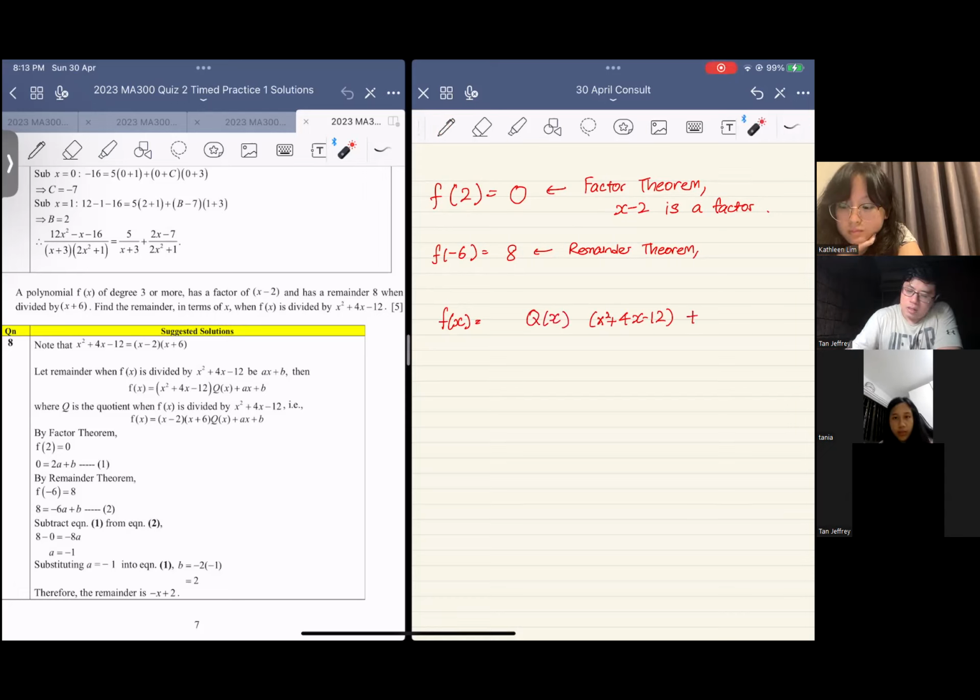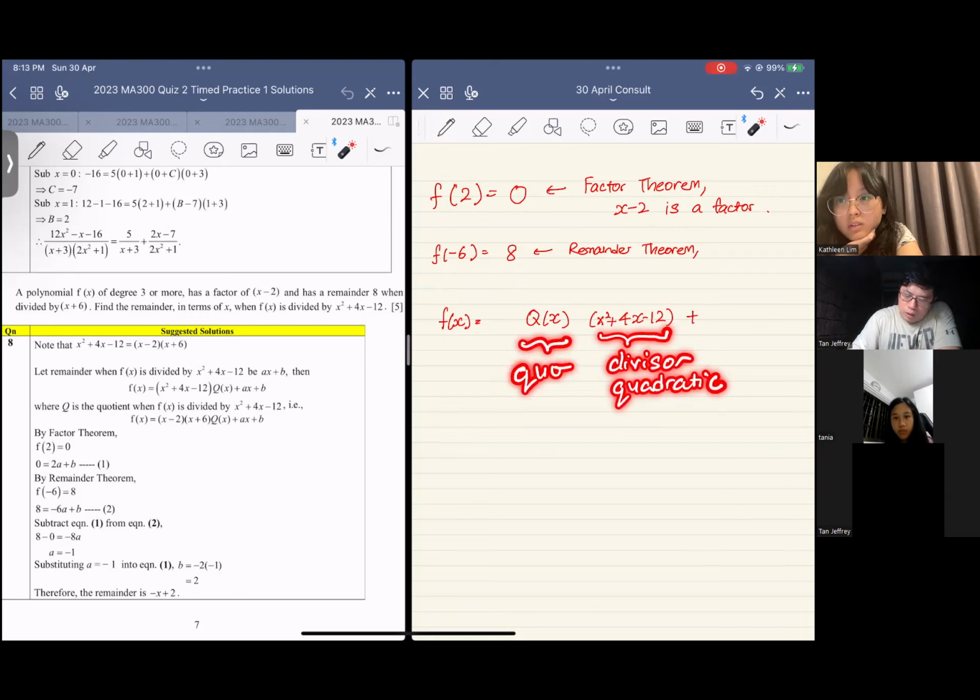Now, this is the divisor, and you can see that the divisor is a quadratic. What will you expect the remainder to look like? This is the quotient, but I don't know what it is. This is the dividend. So I'm just literally writing out the division algorithm. The remainder, what will it be like?